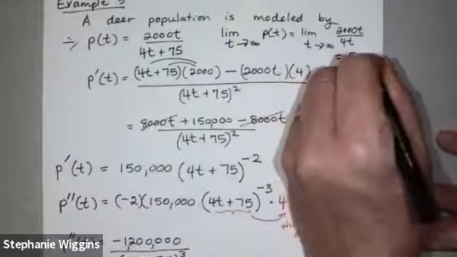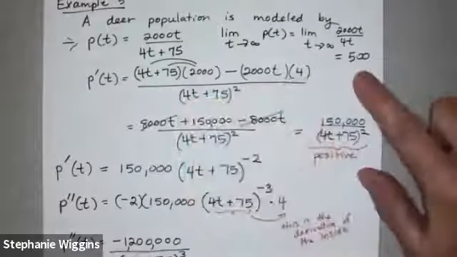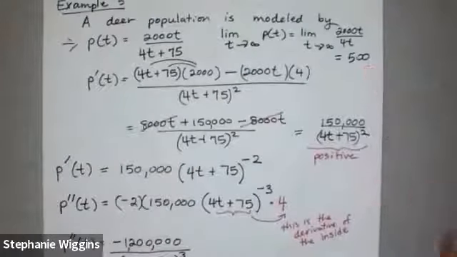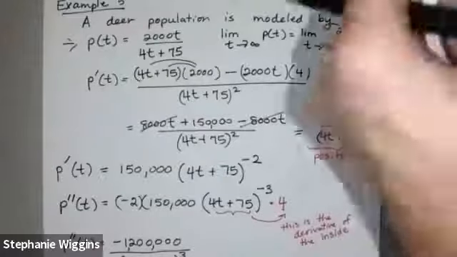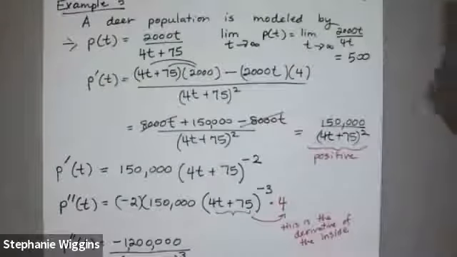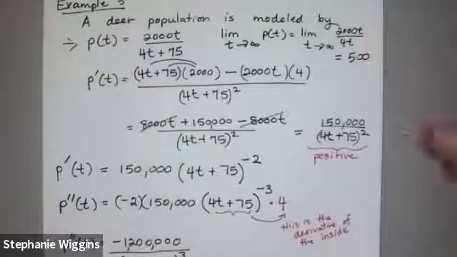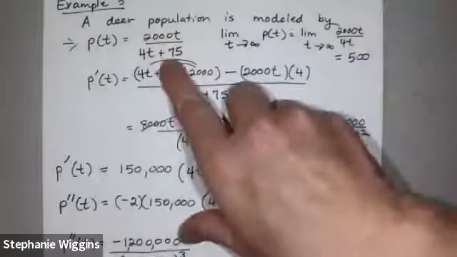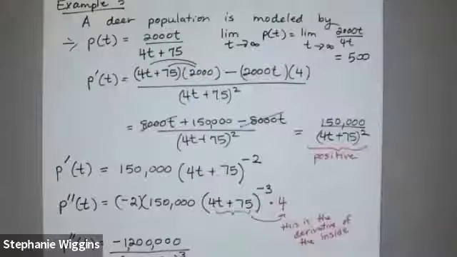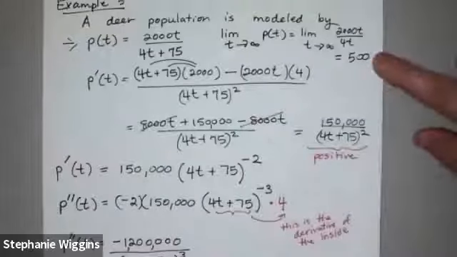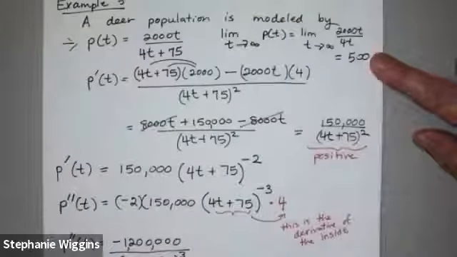the limit is 500. So the population, and I don't know, it's probably not 500 deer, well maybe it is. It might be in thousands or something. I can't remember what the problem said. I don't think I wrote that down. Sometimes the model of the population might be in thousands or 10,000s or something like that. But anyway, the limit of the population is 500. It's never going to get more than 500.